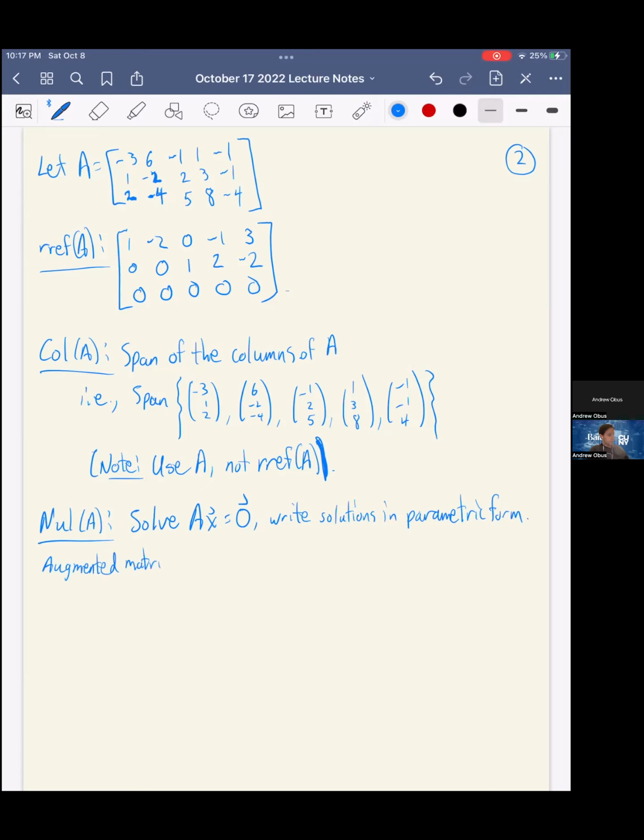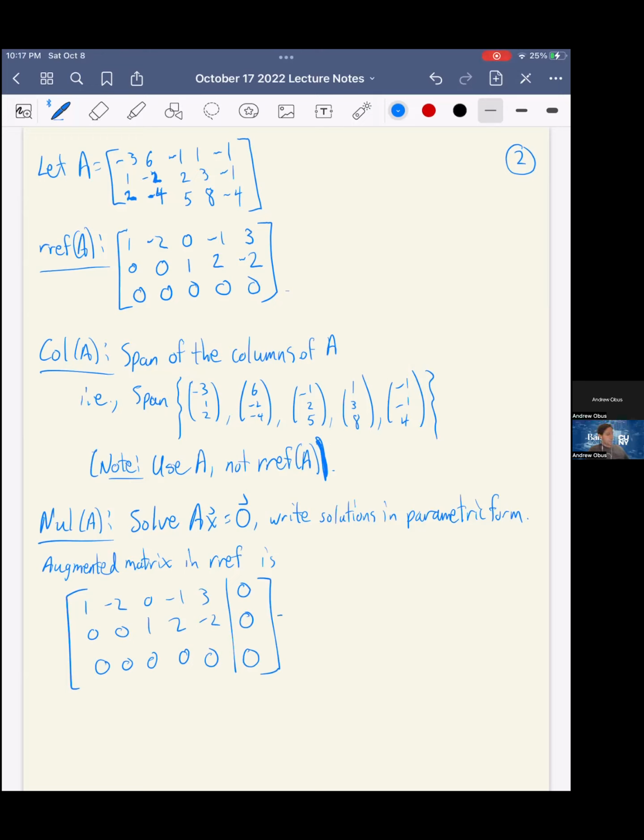So the augmented matrix in row-reduced echelon form is what? It's just this matrix: 1, -2, 0, -1, 3, 0, 0, 1, 2, -2, 0, 0, 0, 0, 0. And then since we're solving AX equals 0, this last column is just a bunch of zeros, right? And no matter what row operations you do on it, everything stays a 0.